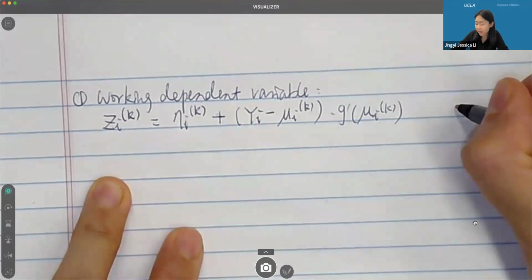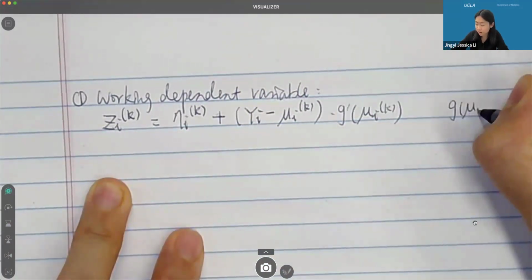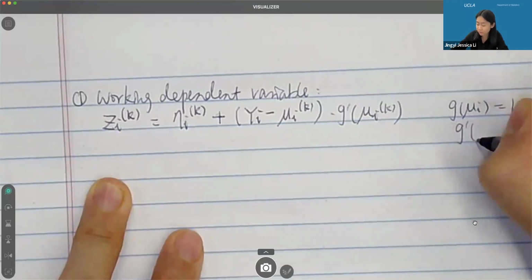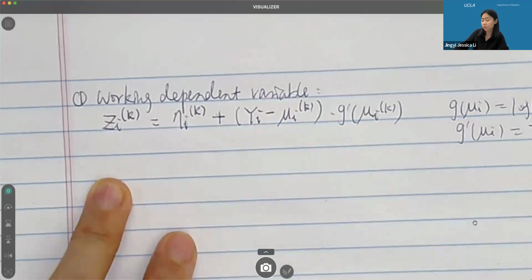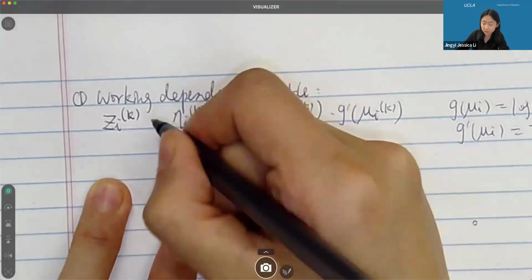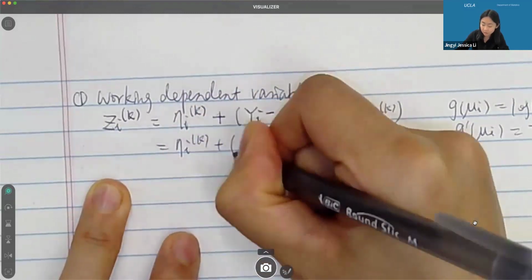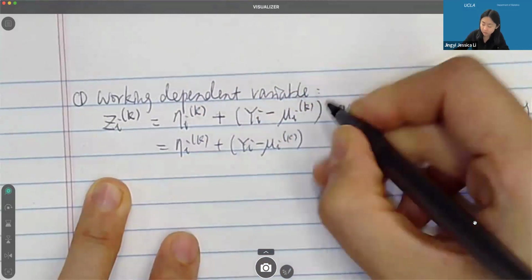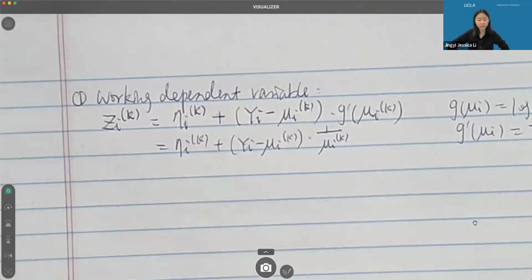Here we have g as log, right? So g(mu_i) is log mu_i. This is our link function. So therefore, g prime of mu_i is just 1 over mu_i. And we'll use this g prime. So this is just eta_ik plus (y_i minus mu_ik) times 1 over mu_ik. Working dependent variable, that's it.